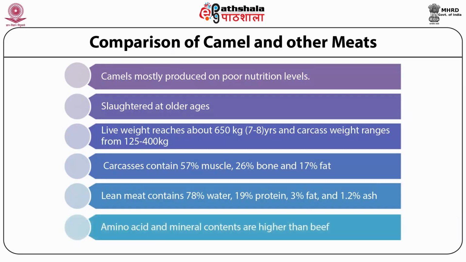The amino acid and mineral contents of camel meat are often higher than beef, probably due to lower intramuscular fat levels. Now we will learn about comparison of camel and other sources of meats.